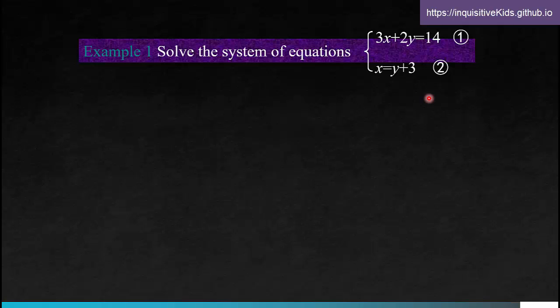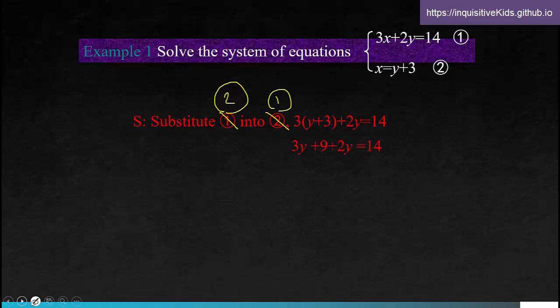Here, what equation do you have to substitute into the other? Well, you can substitute 2 into 1. Okay, so this is the wrong order. This is substitute equation 2 into equation 1. And you get the following expression. Simplifying it, you have y is equal to 1. And then substitute y is equal to 1 into equation 2 again. So x is equal to 4.